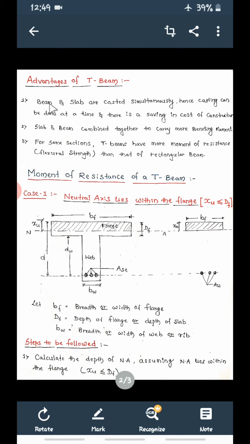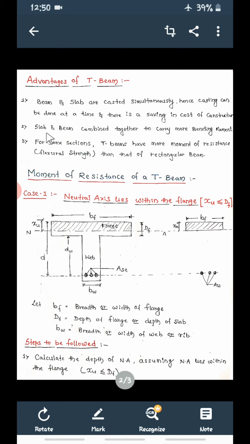Okay, since in a T beam, beam and slab are casted simultaneously, meaning we are going to put the concrete simultaneously in the beam as well as in the slab. So beam and slab are casted simultaneously, hence casting can be done at the same time, therefore saving in cost of construction. So construction cost will be reduced because the beam and slab are casted at the same time. So we can save the cost of construction.